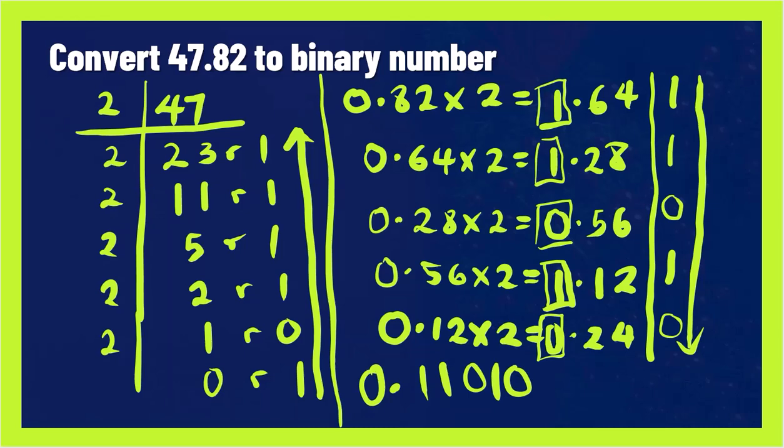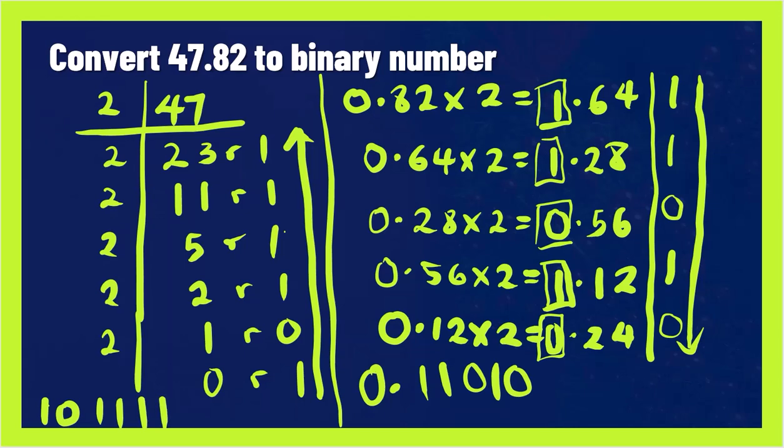Okay, and then for the integer part, which is the 47, when we converted 47 to binary, we take it bottom up, so we take it from the bottom. And the answer for the conversion of that is 1 0 1 1 1 1. So 1 0 1 1 1 1.